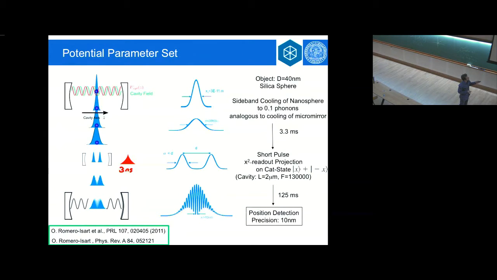So I said the parameters are a bit hard. So okay, 40 nanometer spheres, sideband cooling to 0.1 phonon. I hope we can do it, but it's hard for such a small particle actually. This projective measurement is almost done using a cavity that one would still need very clever ideas to improve, because the interaction is quadratic here and it's really weak. So it's 2 micrometer long and a finesse of 130,000. So the finesse is fine, but 2 micrometer, it's really hard. And then, okay, the rest is all okay on this slide.